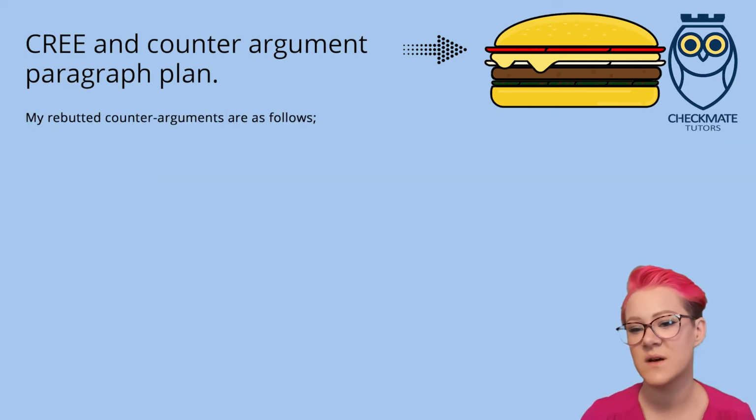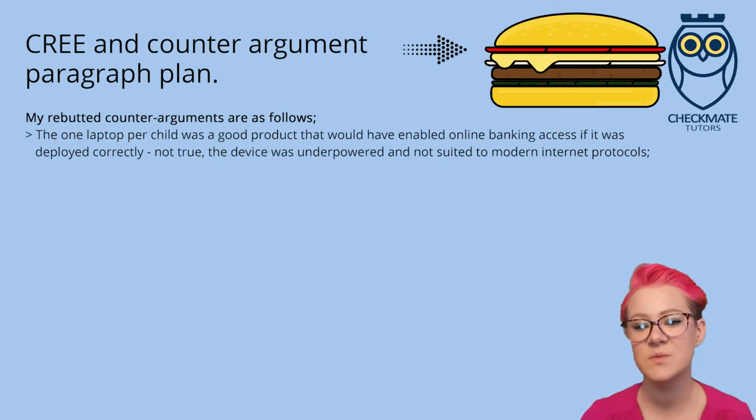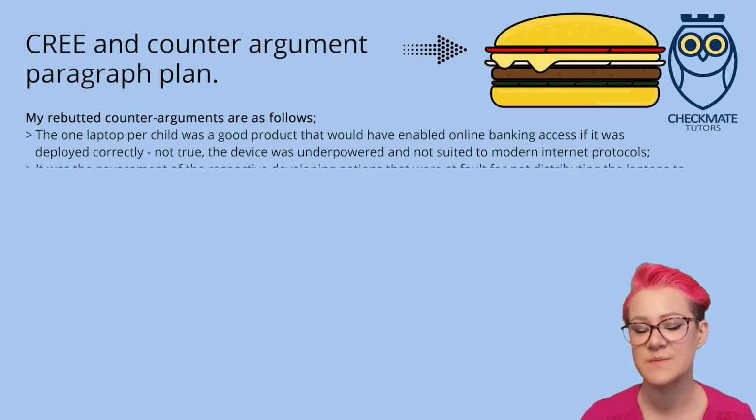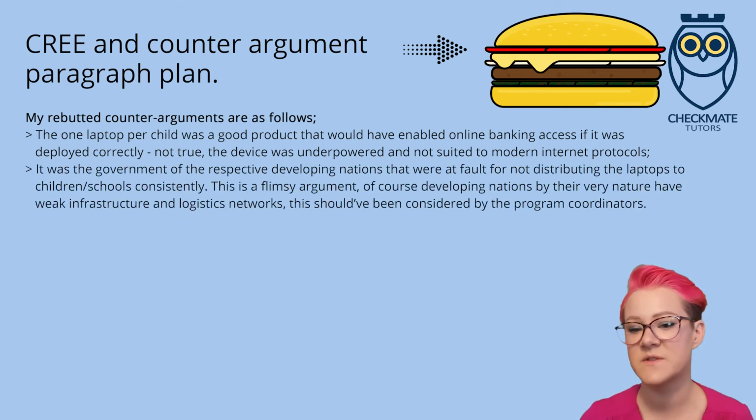My rebutted counter-arguments are as follows. The One Laptop Per Child was a good product that would have enabled online banking access if it was deployed correctly. Not true, the devices were underpowered and not suited to modern internet protocols. It was the government of the respective developing nations that were at fault for not distributing the laptops to children or schools consistently. This is a flimsy argument.